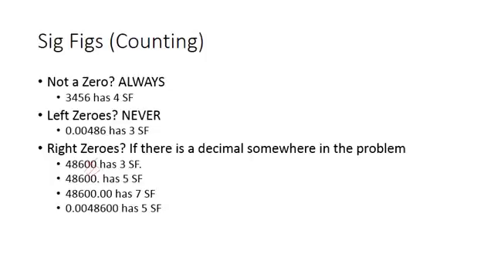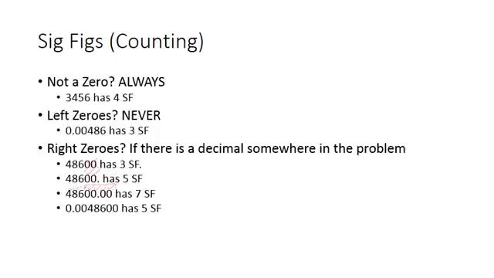You just find the buttons on your calculator. Left zeros never count, right zeros count if there's a decimal somewhere in the problem. This one has all zeros on the right. There's my decimal, so that counts, that counts, that counts, and that counts. So that leaves us with 1, 2, 3, 4, 5, 6, 7 significant figures.